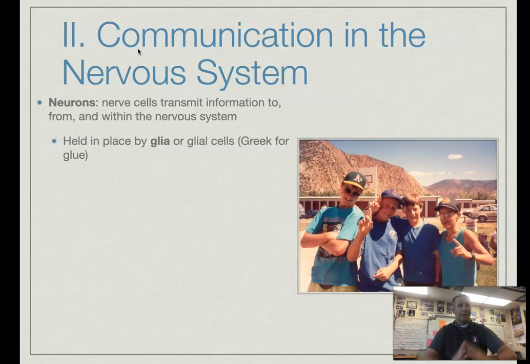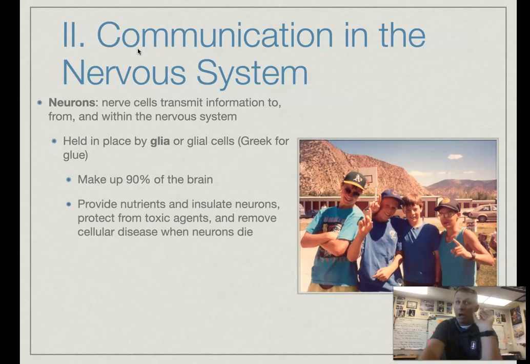They are held in place by glia or glial cells, which is Greek for glue. Glia is Greek for glue. Kind of easy to remember, kind of alliteration. It makes up 90% of our brain, all this tissue that holds the neurons in place. They also provide nutrients and insulate the neurons. They protect from toxic agents like alcohol and drugs. They remove cellular debris when neurons die. They prune away the dead neurons and all that good stuff. So they're kind of the maintenance crew, the landscapers of the brain, if you will.